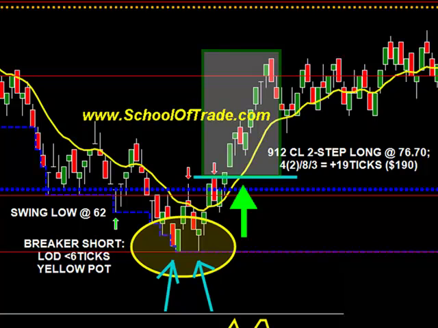So, of course, you had 67 was the swing high. We got filled at 76.70. We took 4 for our first target, 8 in the second target, and we trailed our stop to lock in 3 more ticks for the runner. That totals 19 ticks there on that first trade.